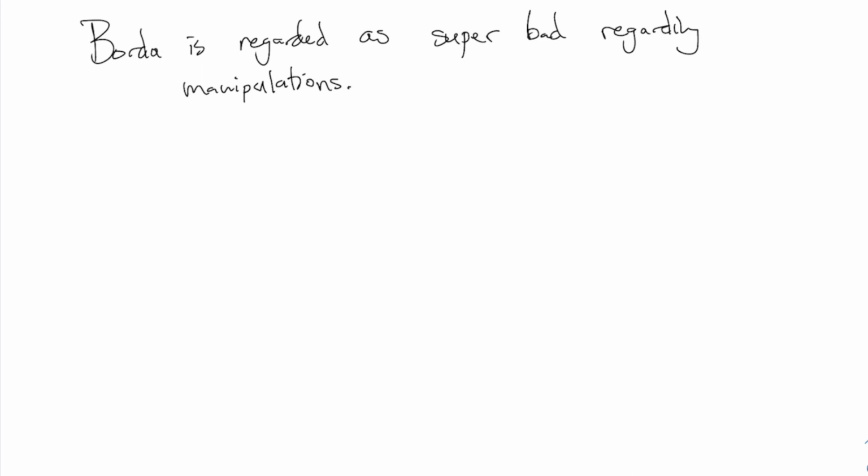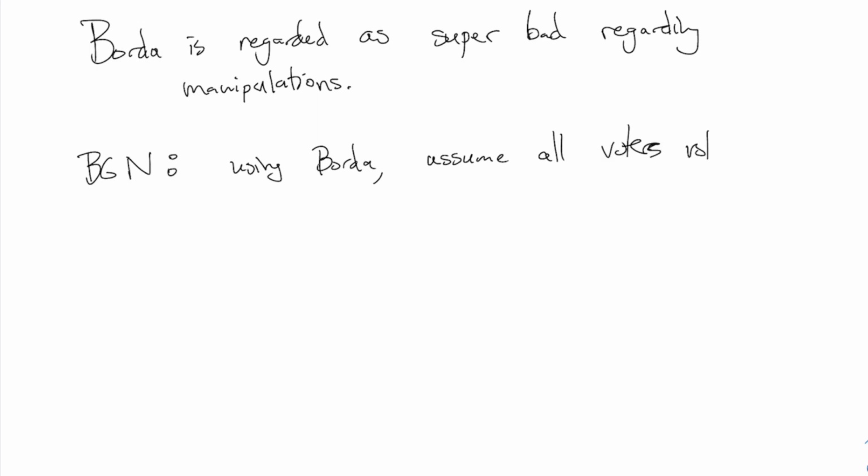Borda is regarded as super bad regarding manipulations. If you use Borda in the real world, check it out. Let's look at the Bush-Gore-Nader election again using Borda, and also assume all voters vote strategically. That is, they do not actually vote for their true opinion, but instead they monkey around with their vote in a way which will ensure that the best outcome in their opinion happens. So assume all voters vote strategically.